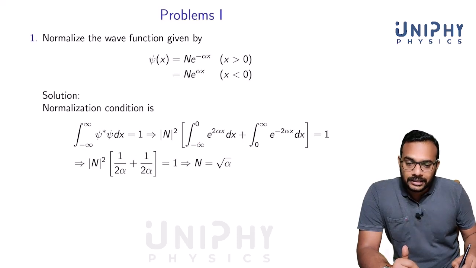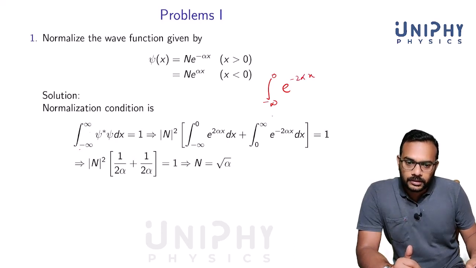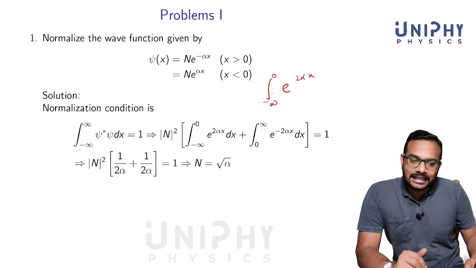And the range, this whole range minus infinity to infinity, we know that from minus infinity to 0 the wave function is e raised to minus alpha x, so you will have an e raised to minus 2 alpha x there. Oh, that's for x greater than 0. So this is for x less than 0. So minus infinity to 0, that's the range x less than 0.